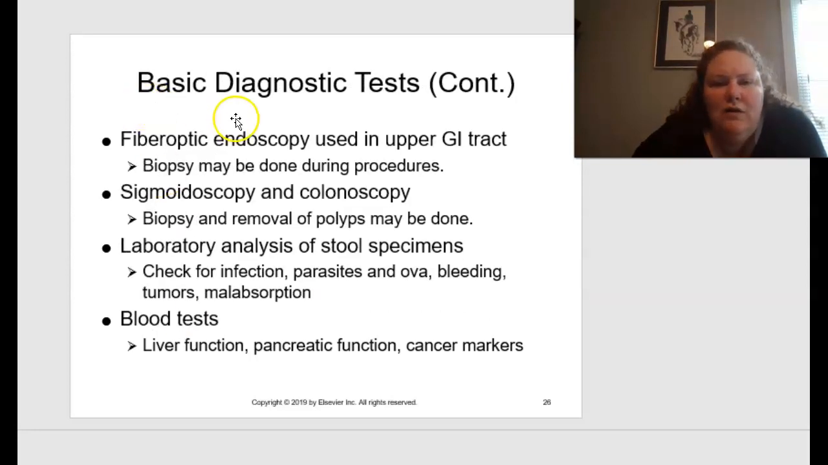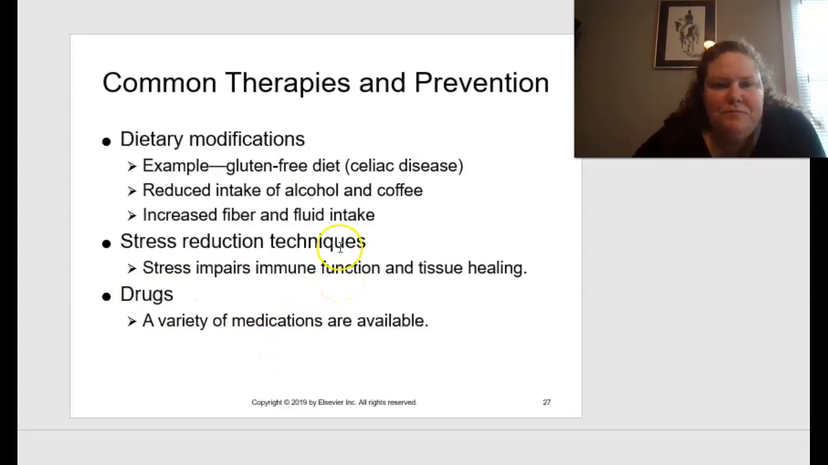You can also do a fiber optic endoscopy in the upper GI, and this can also be piggybacked with biopsy, so that if we do have a problem, we can take a biopsy while you're in the right position, right? You could have a sigmoidoscopy or a colonoscopy, and this is where you have a biopsy and you remove polyps, if they're there. You can also have laboratory analysis of stool specimens where you check for infection, parasites, and eggs of parasites, right? Bleeding, tumors, and malabsorption. You can also have blood tests such as liver function, pancreatic function, and cancer markers.